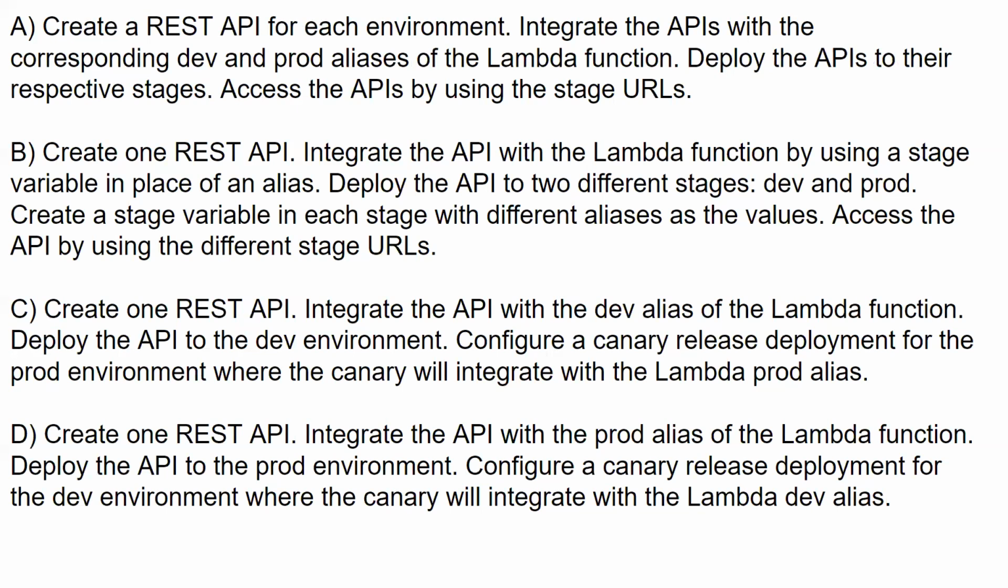Or, create one REST API. Integrate the API with the dev alias of the Lambda function. Deploy the API to the dev environment. Configure a Canary release deployment for the prod environment where the Canary will integrate with the Lambda production alias. Or, create one REST API, integrate the API with the prod alias of the Lambda function. Deploy the API to the production environment. Configure a Canary release deployment for the dev environment where the Canary will integrate with the Lambda dev alias.